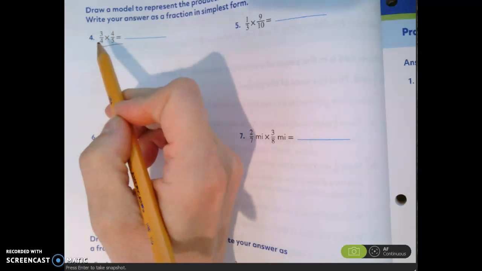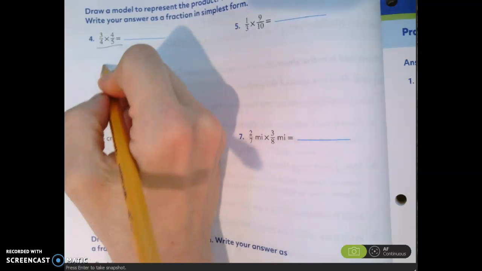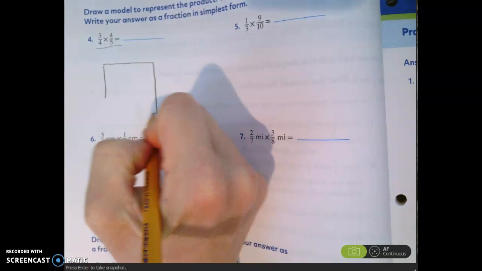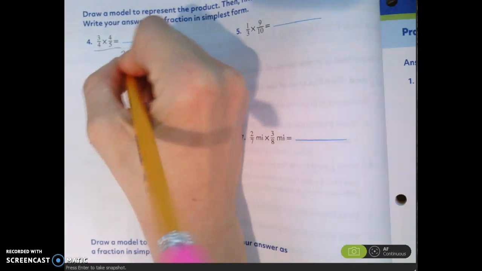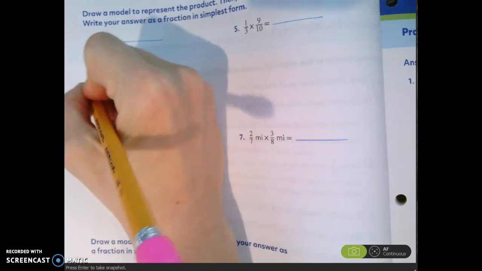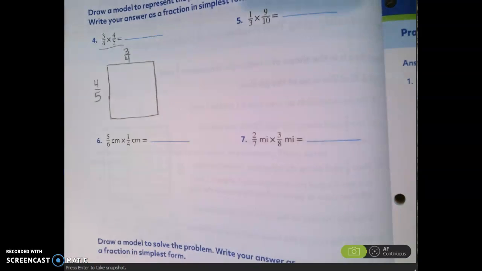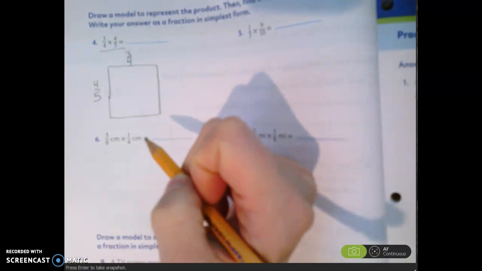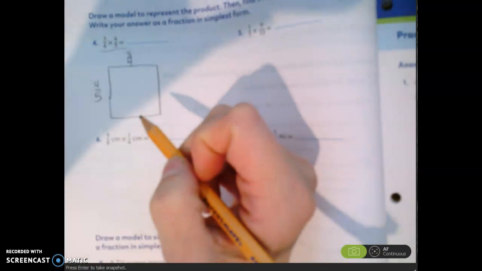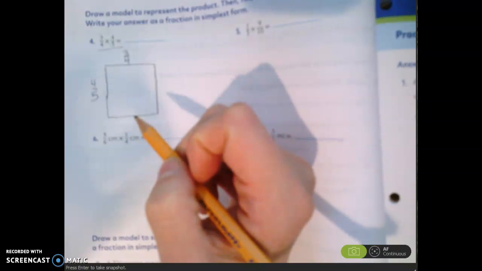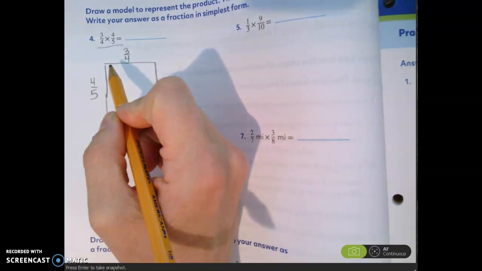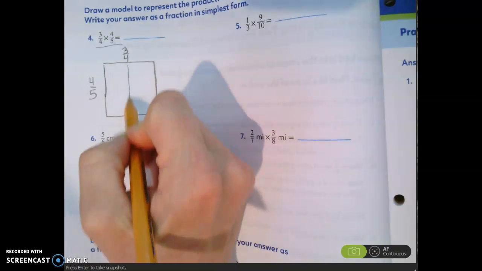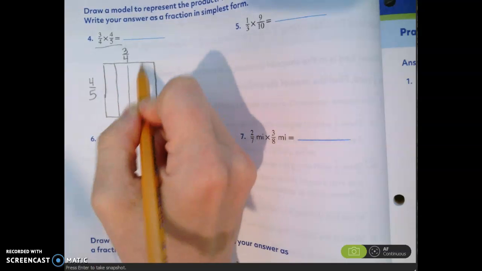So both of these fractions are less than 1. So I'm just going to start by drawing one square here. I'm going to label one side 3/4 and the other side 4/5. I'm going to begin by dividing up my vertical direction into fourths. So I'm going to start by cutting it in half, then cutting each of those halves in half.